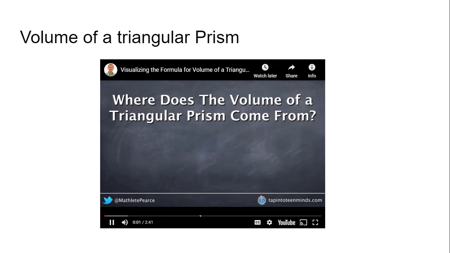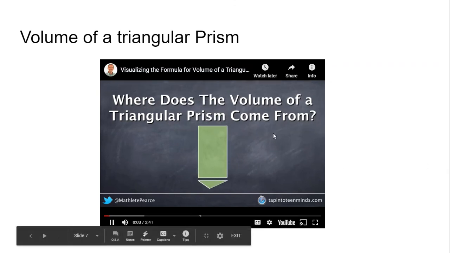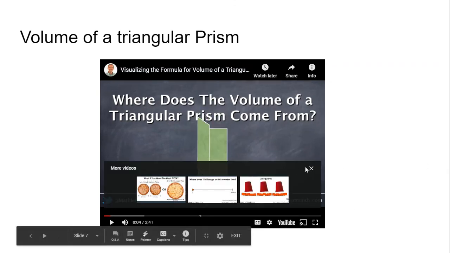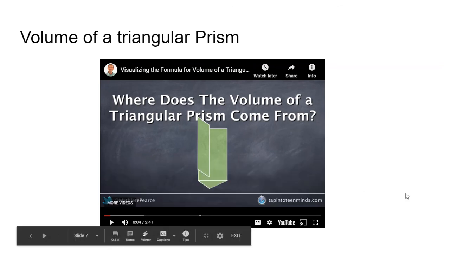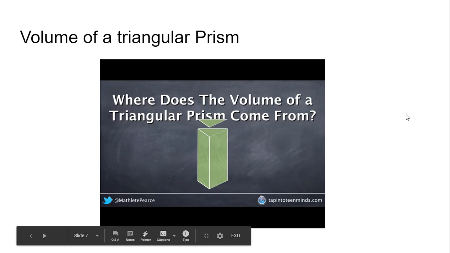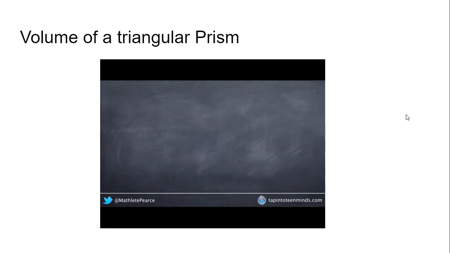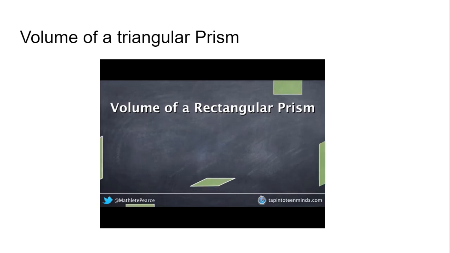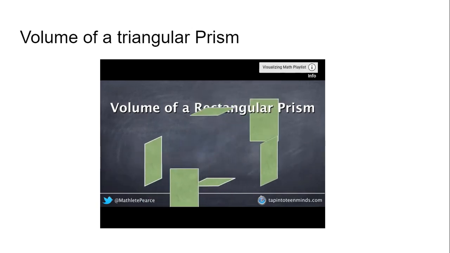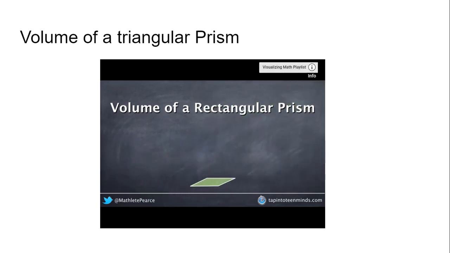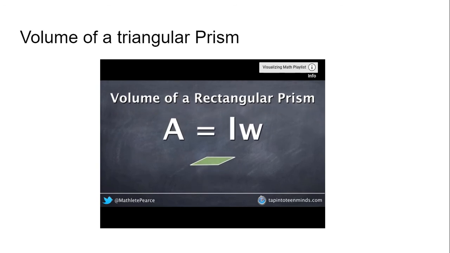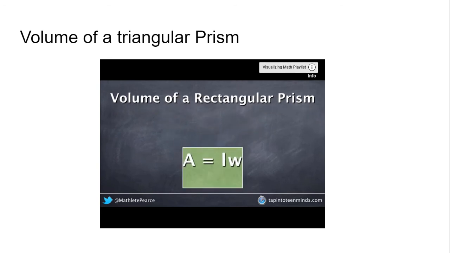In this video, we're going to explore where the formula for finding the volume of a triangular prism comes from. First, we're going to back up and look at the volume of a rectangular prism that we discovered in a previous video. Beginning with the base, we'll attempt to find the area using length times width.